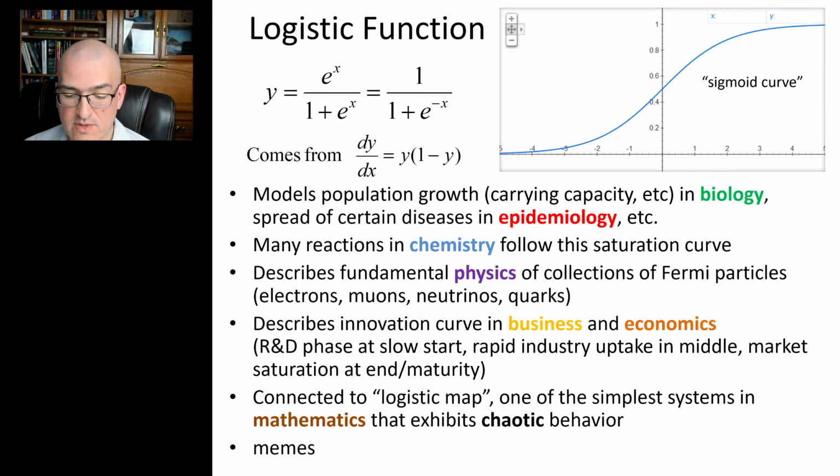What comes out of that isolation process is something that has this form. It's called a logistic function. E to the x over 1 plus e to the x, or equivalently 1 over 1 plus e to the negative x. Both of those are the same. You can multiply the second one on top and bottom by e to the x, so multiply by 1, and expand in the bottom and simplify, and you'll see that they're the same.